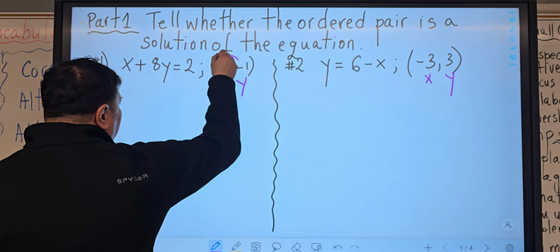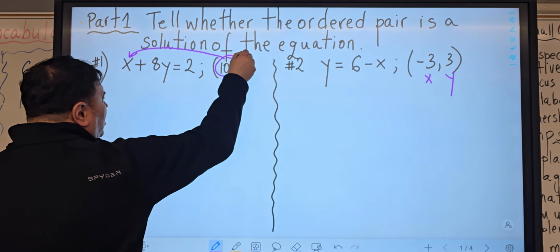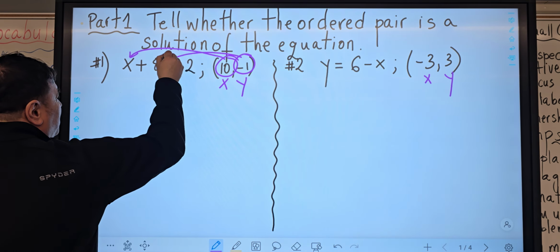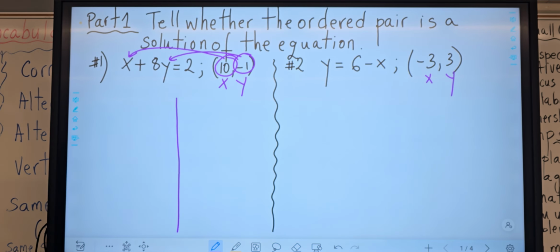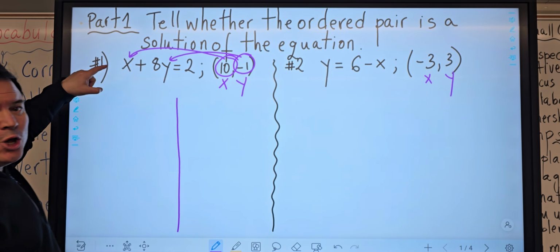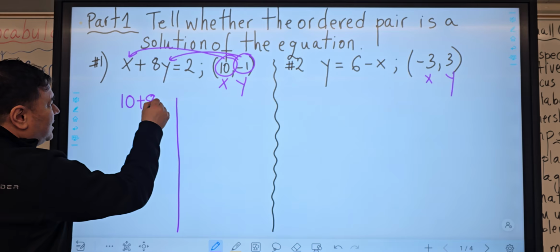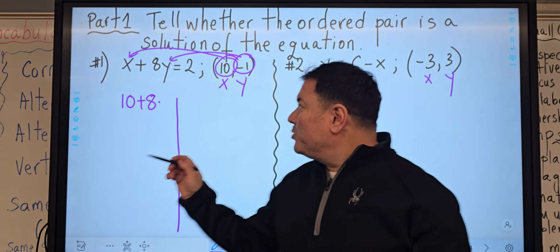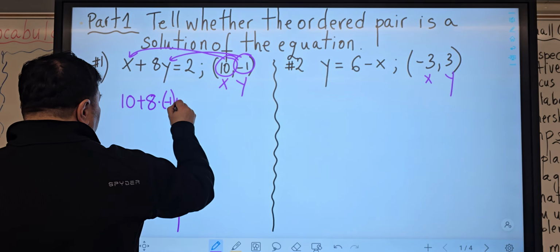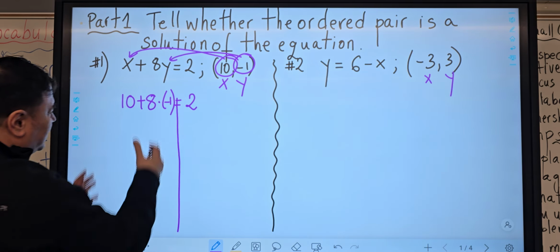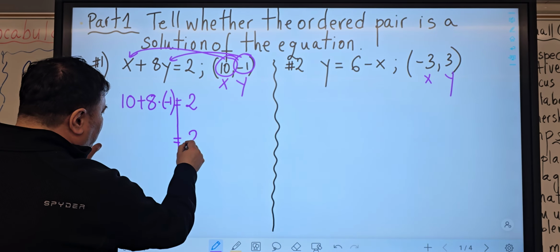So let's circle the 10, and we are going to put 10 in for x, and let's circle the -1, and we are going to put -1 in for y, and then solve this equation and see what we get. So instead of x, we are going to put 10. So we have 10 plus 8 times, instead of y, we are going to put -1. So let's put -1 in parentheses. Everything should equal 2. Now let's solve the left side of the equation and see if we can get 2.